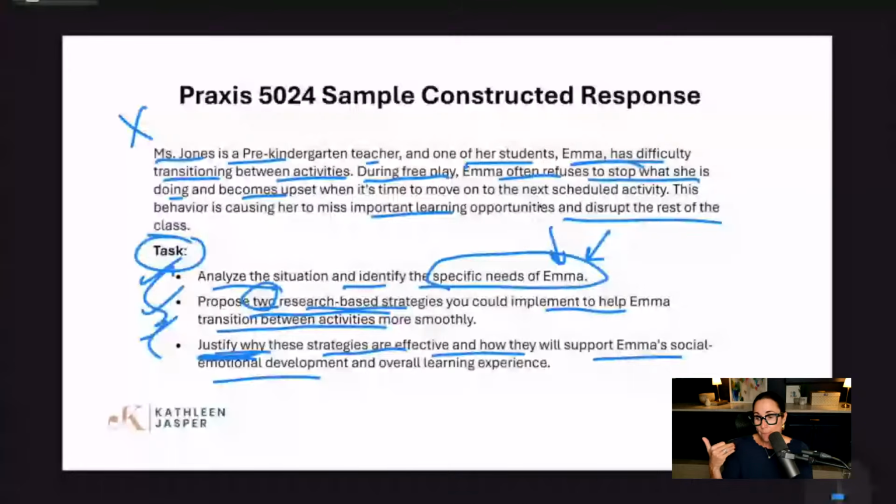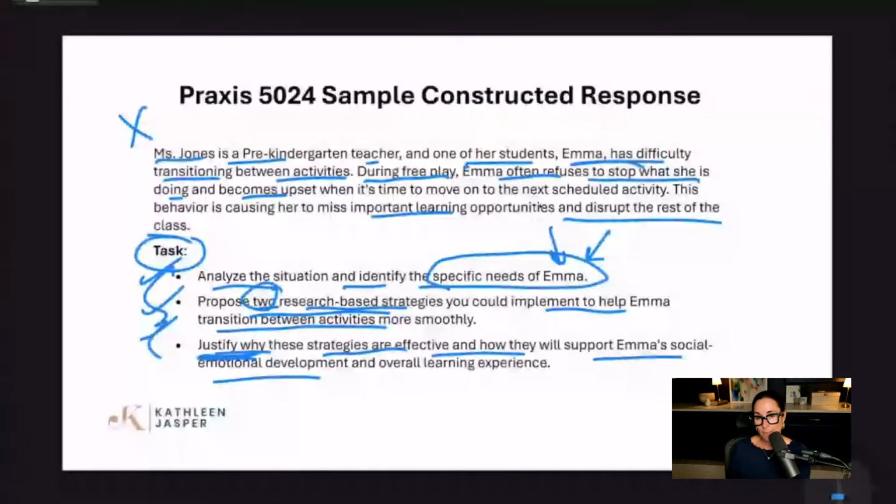So we want to say, all right, she's overwhelmed. Maybe she needs some help with transitioning. Maybe she needs a countdown clock. Maybe she needs some visual cues, right? Maybe just saying, all right, everybody, it's time for math, pack up, it's too jolting for some, okay? So I would probably do some visual cues.